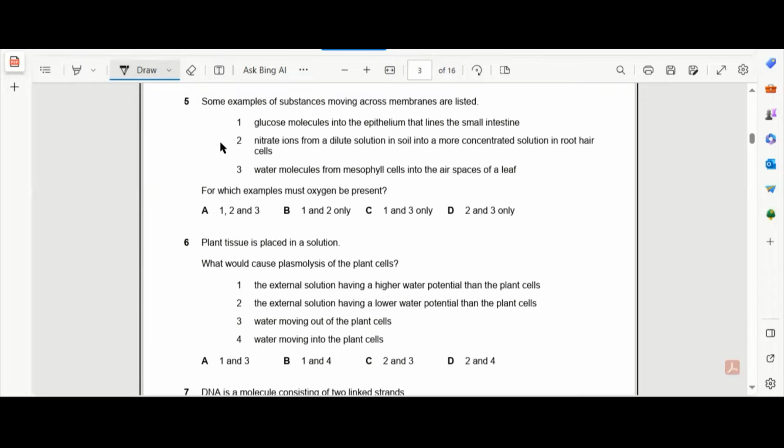If you have noticed, 1 and 2 are clearly active transport, and 3 is water molecules moving, so it's supposed to be osmosis. So 1 and 2 is active transport, and as we have studied, active transport requires energy from respiration, and respiration requires oxygen. So for 1 and 2, we need oxygen to be present. So 5B will be the answer.